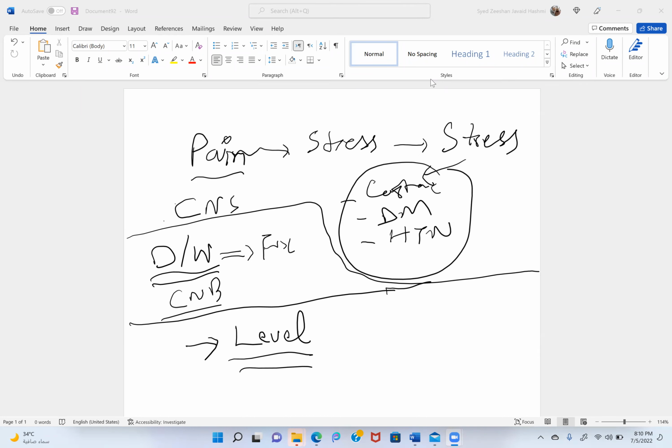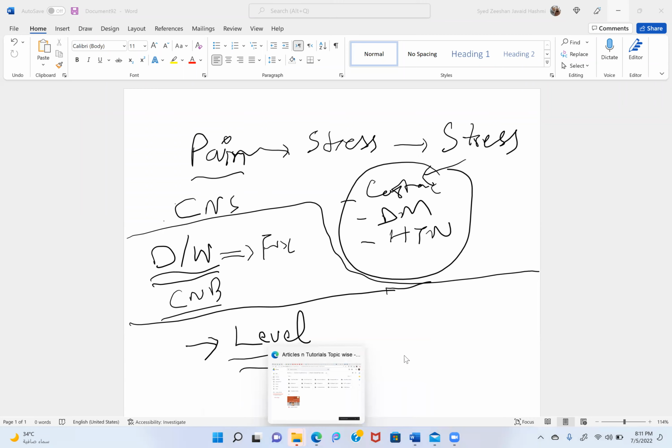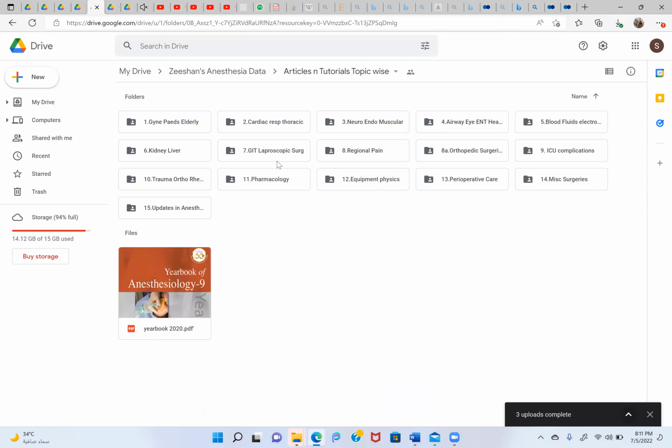You don't need to tell, just tell me one thing. What is the nerve supply of the hip joint? Yes, please. What will be the nerve supply of the hip joint?